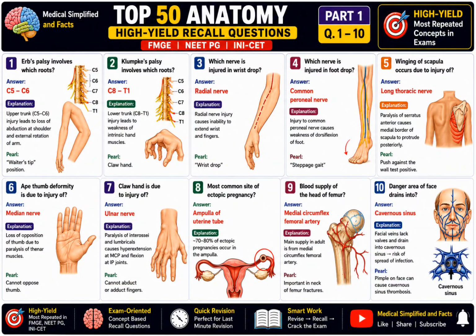Question 8. What is the most common site of ectopic pregnancy? Answer: the ampulla of the uterine tube. Around 70 to 80% of ectopic pregnancies occur here, since the ampulla is the widest part of the tube.